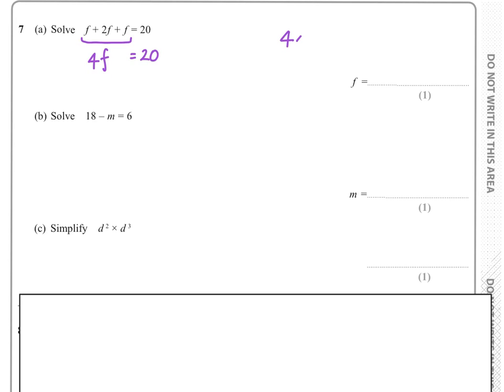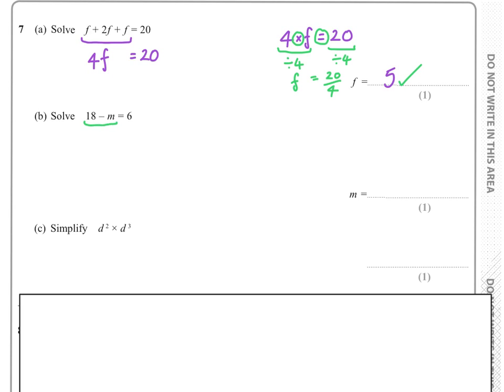Now 4f is the same as 4 times f, and so if you just read the equation to yourself, 4 times something is 20, you'd probably be able to work out that that something was 5. But the way of doing it would be to do the inverse operation of multiplication to both sides of the equation, because it is a balance. We have a left-hand side and a right-hand side, and this sign says that the left and the right-hand sides are the same. So if we divide both sides by 4, then we have f equals 20 divided by 4, which gives you 5.